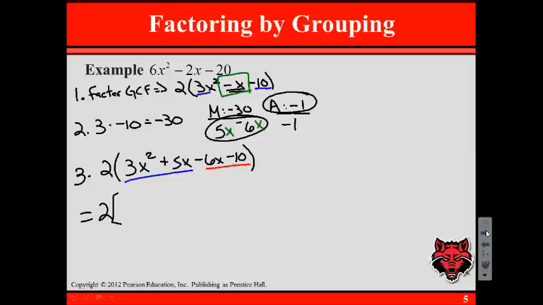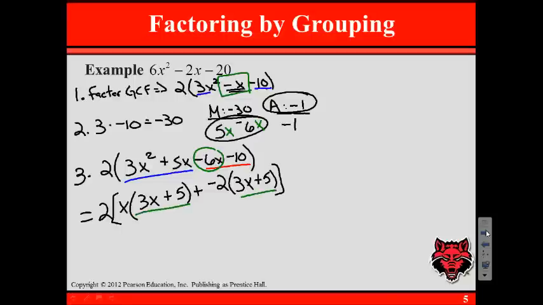So as we look at the first group, we notice that 3x squared and 5x have no numerical factor in common. They do have an x in common, though, so we factor out an x, and those two are left with 3x plus 5. In the next group, remember we said that if the leading term is negative, we're always going to take a negative out. So plus negative 6x and 10 have a 2 in common. We factor out a negative 2, and that leaves us with a positive 3x and a positive 5. Our two binomials match, and that's a good thing. If they didn't match, we would have a problem.